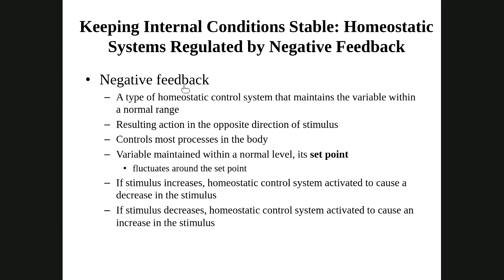So temperature's a great example of that. 98.6 is our body temp. If we get too hot, we sweat. If we get too cold, we shiver. And so we're trying to keep that 98.6 as our set point. If we get outside of it, then our effectors do something to bring us back to that set point. So this is what most homeostasis tends to be, just a balancing act. And we call that, again, negative feedback.